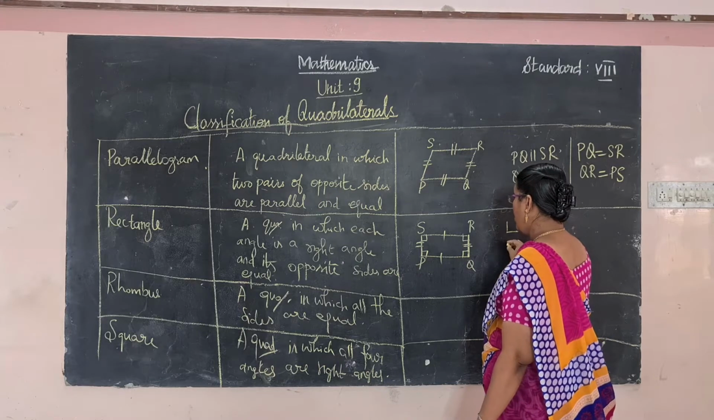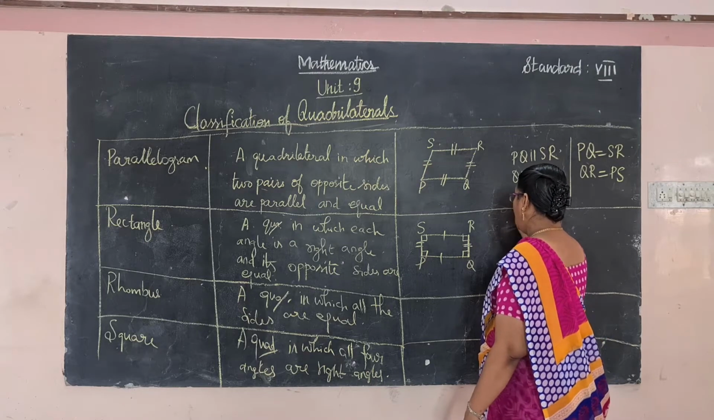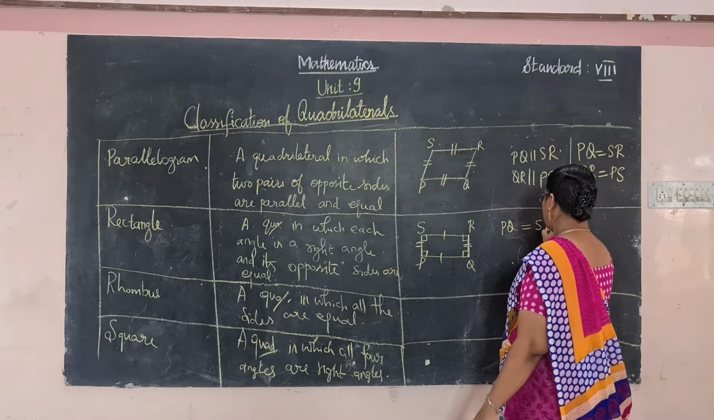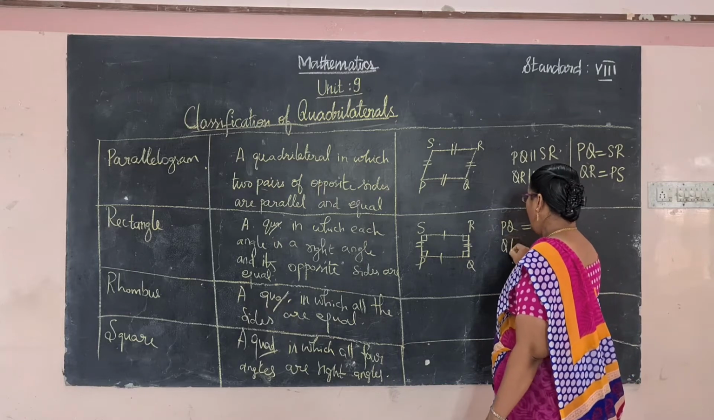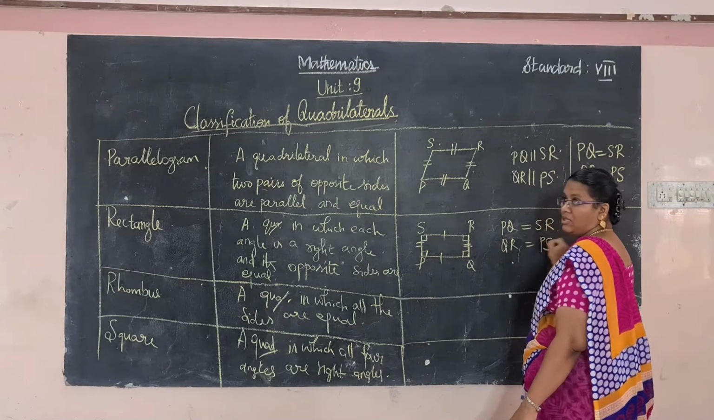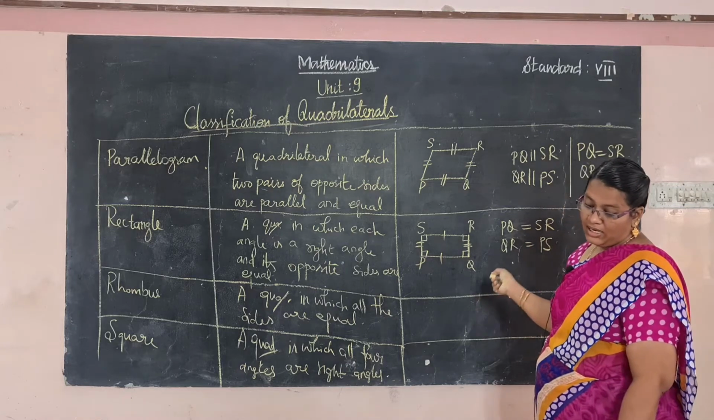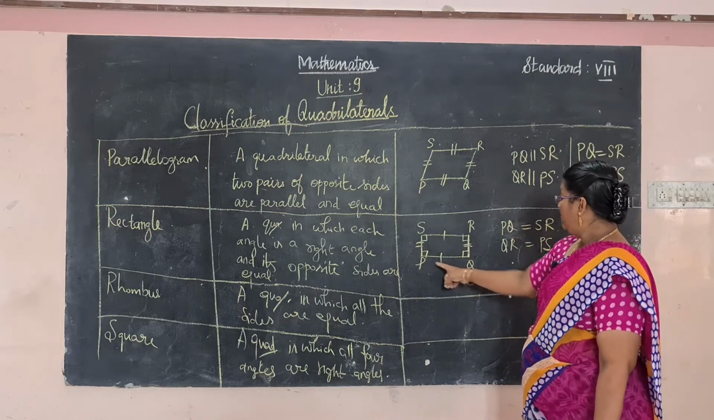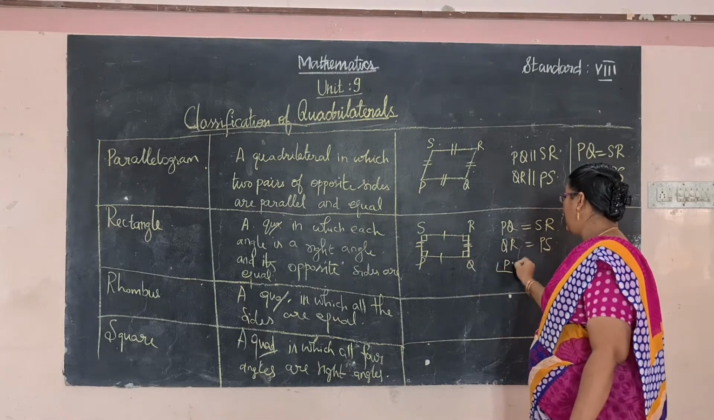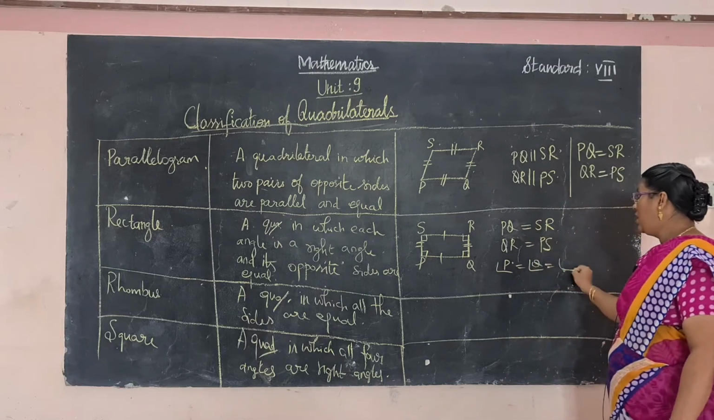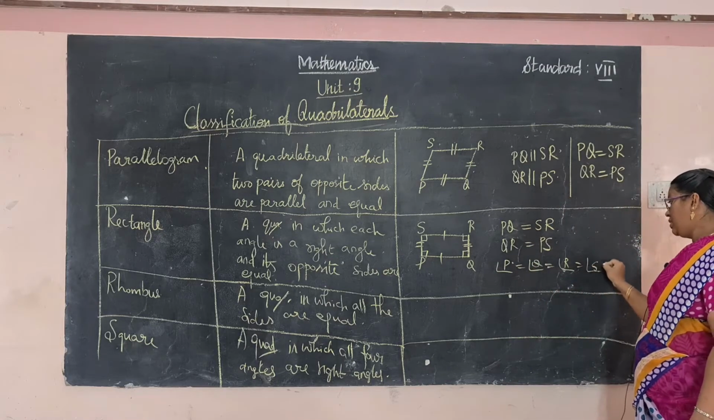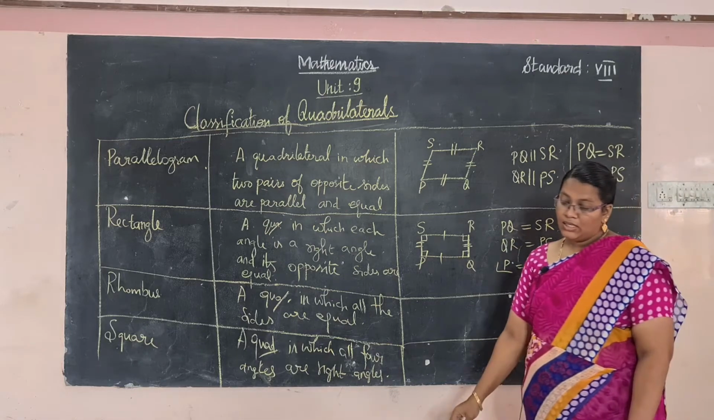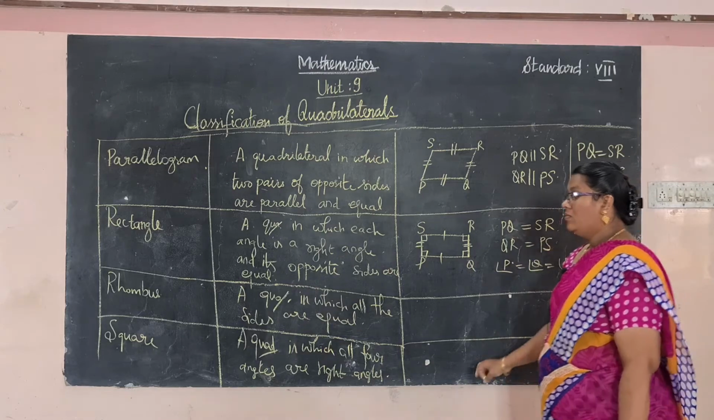How can you write? Opposite sides first. PQ is equal to SR and then QR is equal to PS. Opposite sides are equal. And then angles. Which are the angles? All the angles. So angle P is equal to Q is equal to R is equal to S is equal to 90 degrees. All the angles are right angles. That's it.